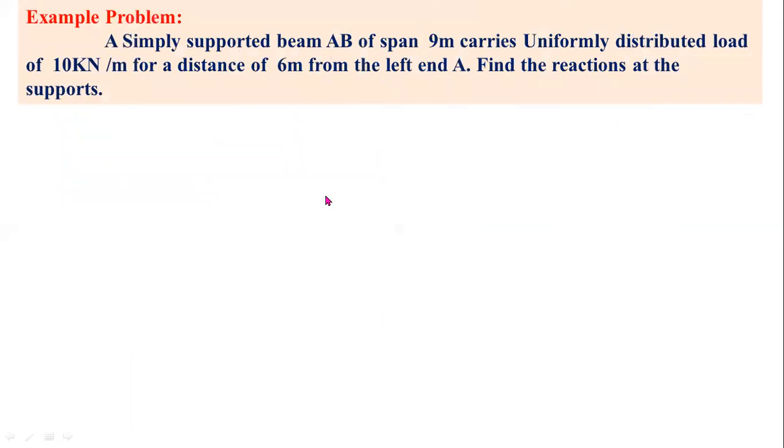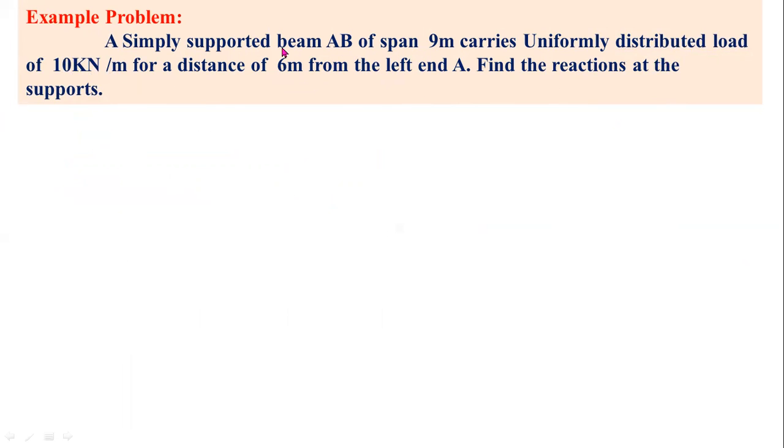Now coming to another important problem. A simply supported beam AB of a span 9 meters carries a uniformly distributed load, or UDL load, of 10 kilonewton per meter for a distance of 6 meters from the left end A. Find the reactions at the supports.